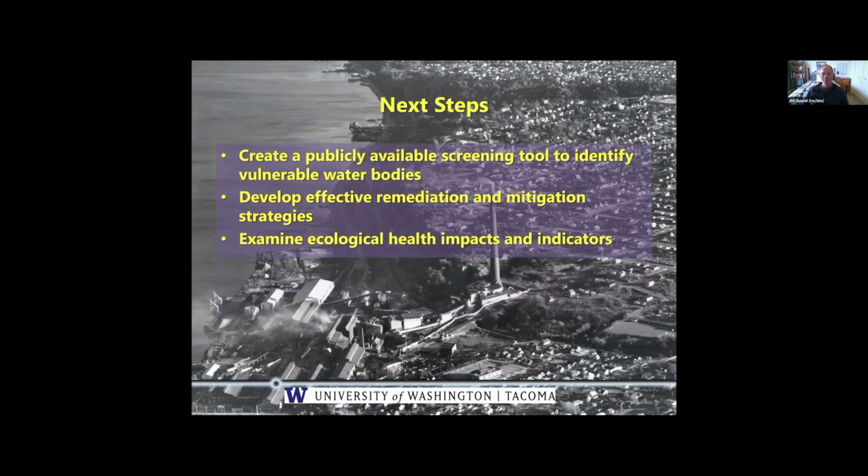Applying what we've learned, our future work aims to make it easier for agencies to screen lakes for vulnerability to arsenic human health impacts, develop an affordable remediation technology for arsenic in lake sediments, and understand better the ecological health impacts of arsenic and identify bioindicators for effective monitoring.